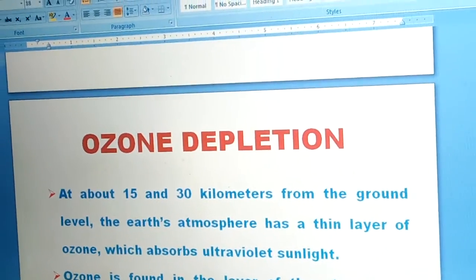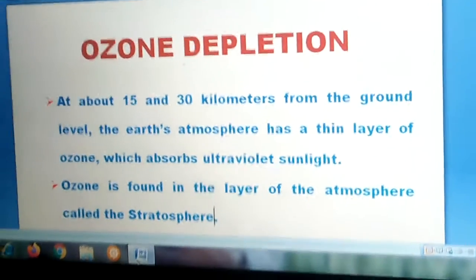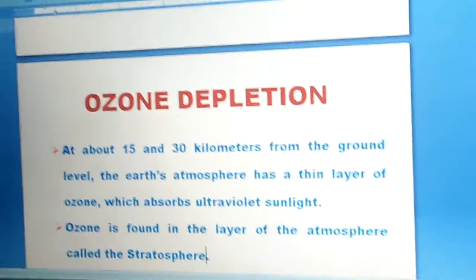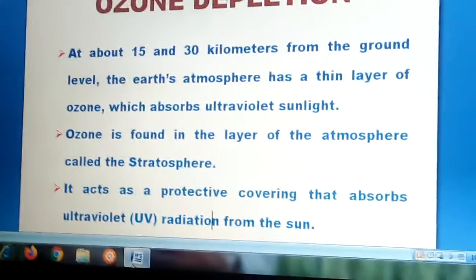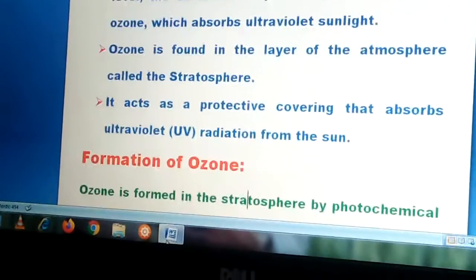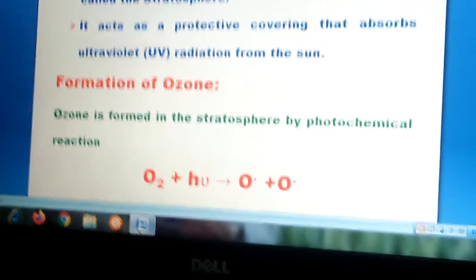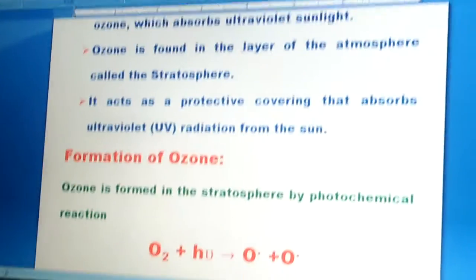You know very well that it is about 15 to 30 kilometers from the ground level. The Earth's atmosphere has a thin layer of ozone which absorbs harmful ultraviolet radiations coming from the sun. As ozone is found in the layer of the atmosphere called the stratosphere, it acts as a protective covering that absorbs ultraviolet radiation from the sun. Now, how is this ozone layer formed? This ozone layer is formed in the stratosphere by photochemical reaction.